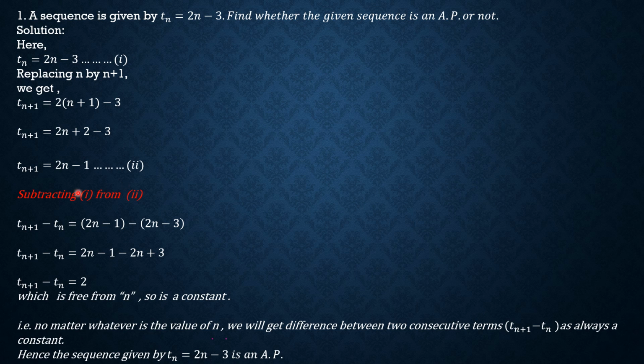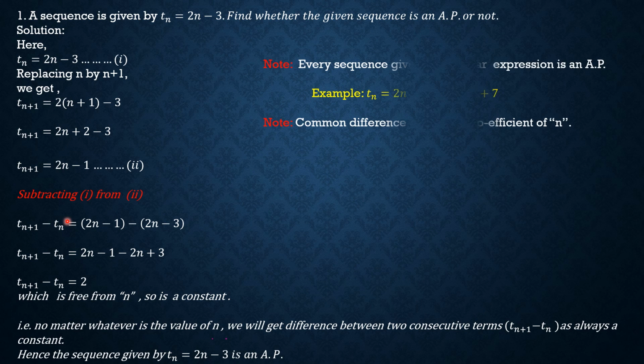And one more thing you must keep in mind that in previous case we subtracted 2 from 1. But here we are subtracting 1 from 2. Why? Because we need a difference between a term and its preceding term. Of course, the preceding term of tn plus 1 is tn. Is this clear?